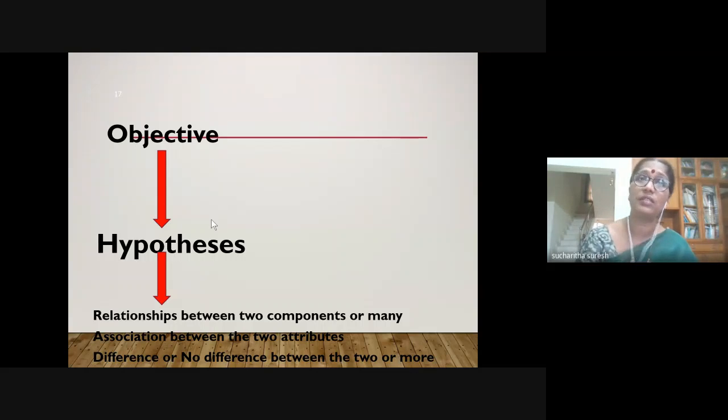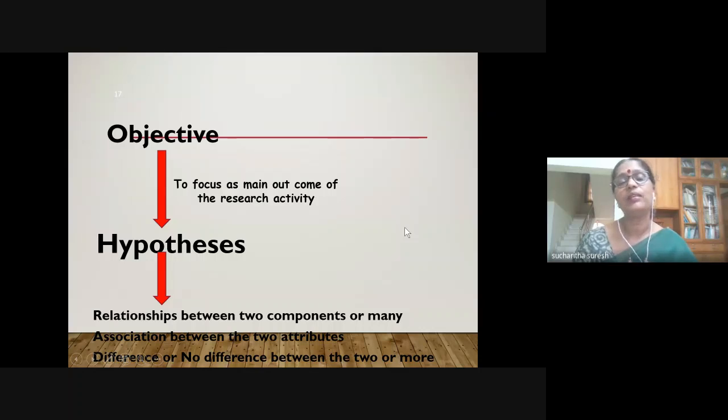A relationship can be positive or negative, yes. But in the hypothesis, you don't mention that it is positive or negative. Just mention there is a relation. At the end, when it comes out, then you can specifically say there is a significant positive relation after testing. So your hypothesis will revolve around relationship, association, and difference. Okay, friends, this is how the hypothesis has to be.